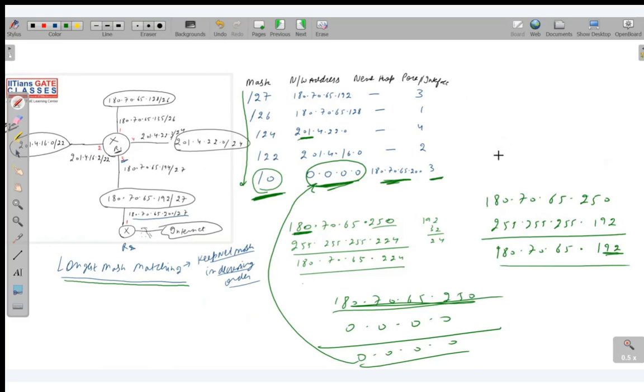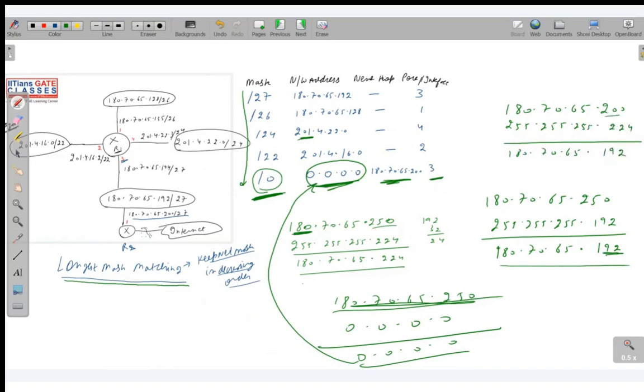So for example, if I take the IP address 180.70.65.200, R1 has received a packet with this IP address. So where will it be forwarded? First of all, you will apply /27. /27 means 255.255.255.224. So it will be 180.70.65.192. You can check it out yourself.